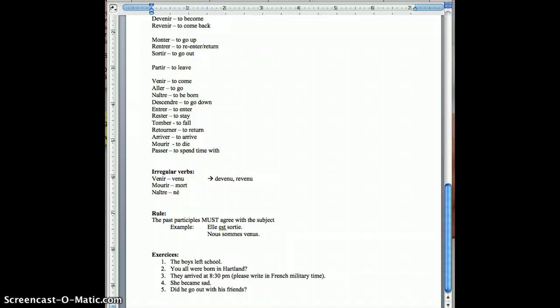Now, one thing you need to remember, and this is the important thing about the passé composé with être, the past participles must agree with the subject. So you have, for example, elle est sortie. She went out. Now, because it's elle, you need to add an E at the end of sortie.